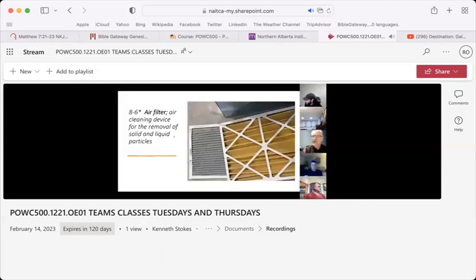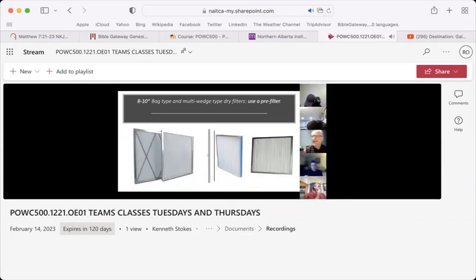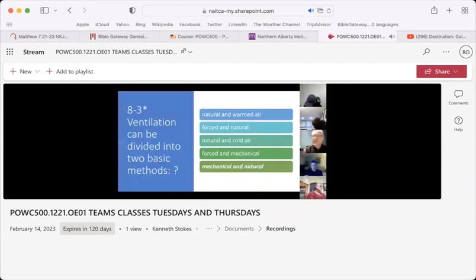A little review of the chapter. Air filter is an air cleaning device for removing solid and liquid particles. Bag type and multi-wedge dry filters use a pre-filter. So here's the wedge-shaped bag filter and the bag-shaped baghouse type filters. Pre-filters to pre-filter the air. Ventilation, different methods. Remember, mechanical and natural. So with a fan and without.